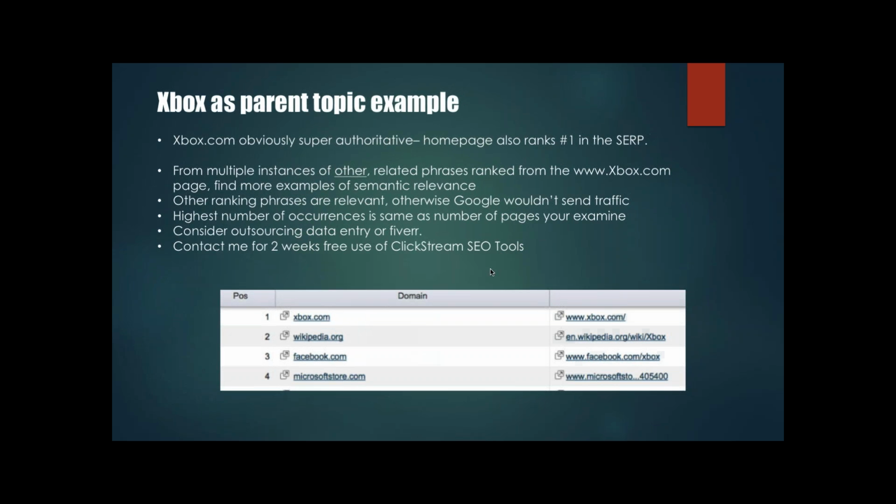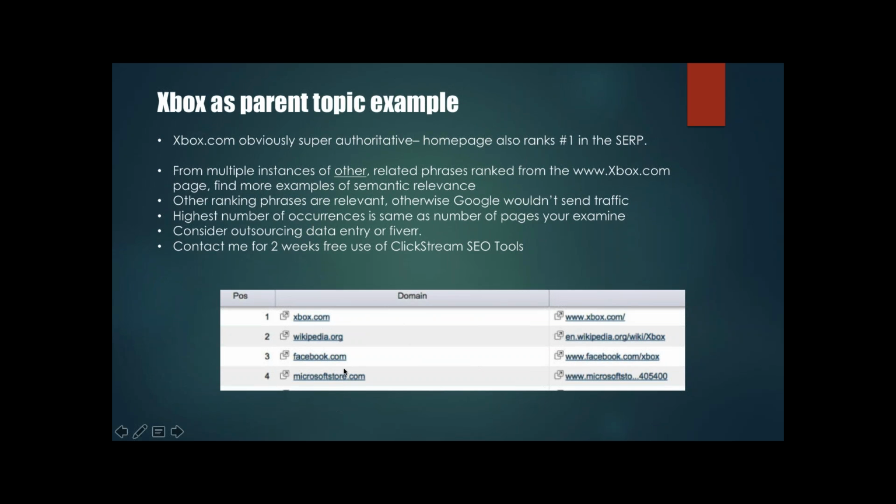So now we're going to start looking at these techniques. Obviously we do a search, and let's say Xbox is our parent topic. We're going to look at, let's say, a big gaming website, not massive, but a big one, and we want to do topic analysis on their use of the word Xbox.